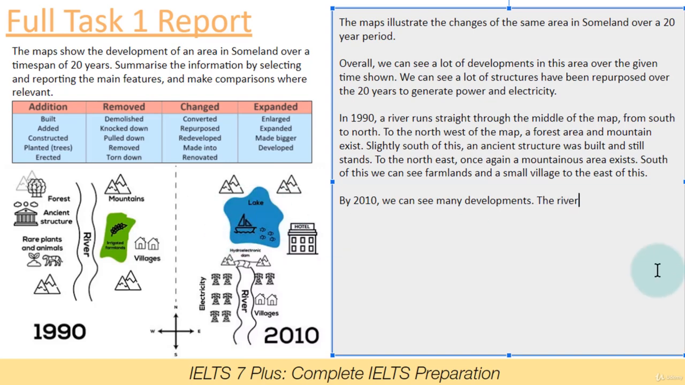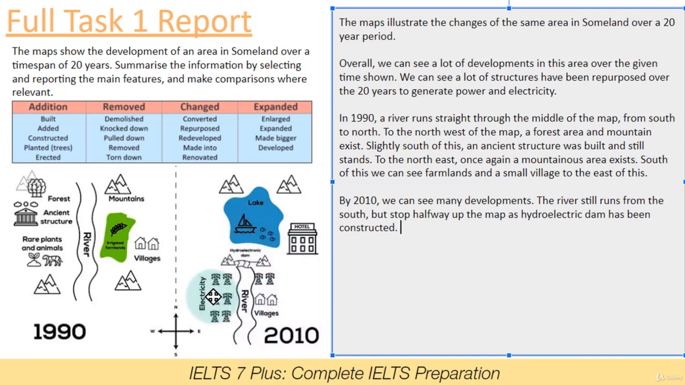So the river still runs from the south, but stops halfway up the map as a hydroelectric dam has been, and then we can use this added, built, added, constructed. I like that. Has been constructed. So I've done this top part. I've talked about the river. Now I need to say west of the river and east of the river.